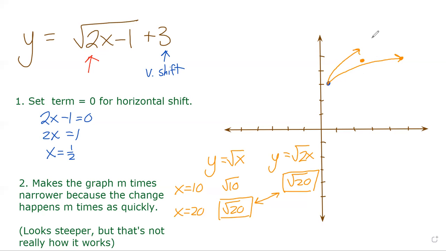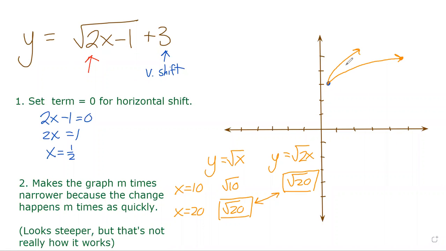So what's happening is that we're getting the same amount of change in half the space. That makes the graph narrower. Now, it's going to look steeper, right? What we want to understand is that steeper isn't really what's happening. Steeper is in the realm of a number that goes here. Okay, why does that matter? Because this line is steeper.